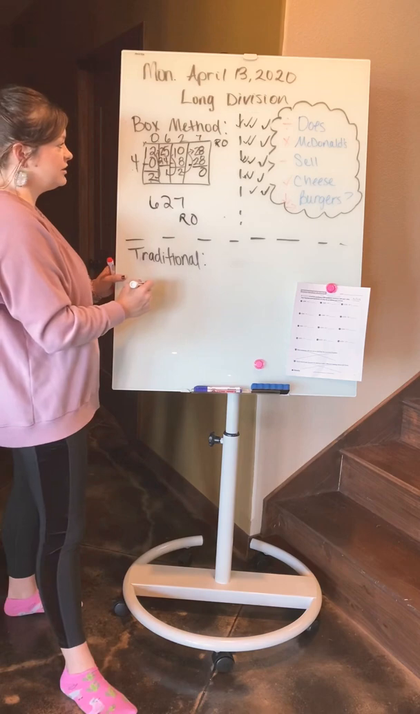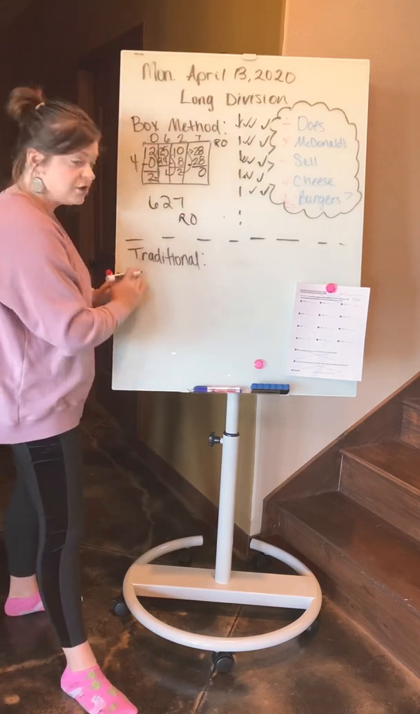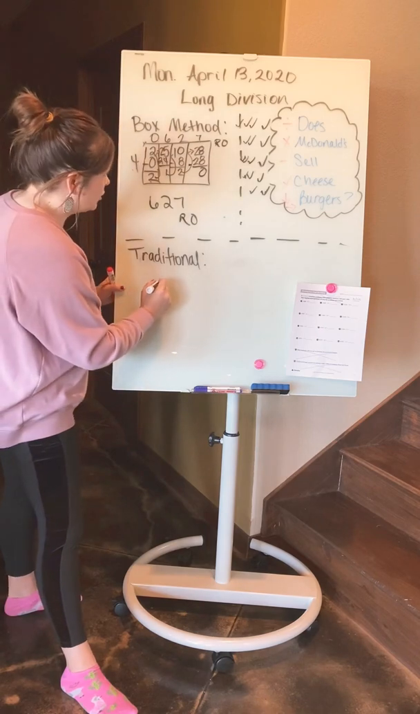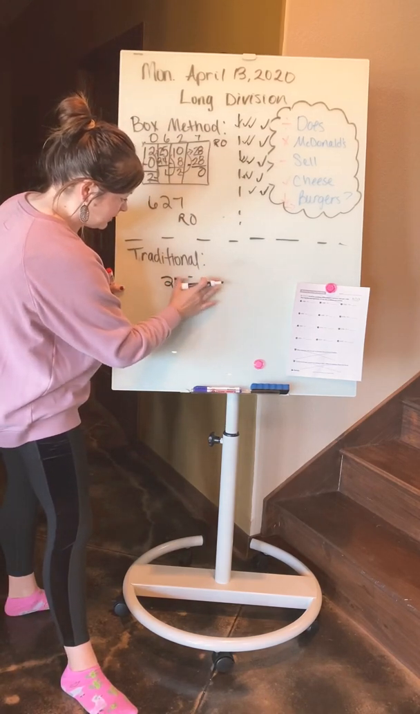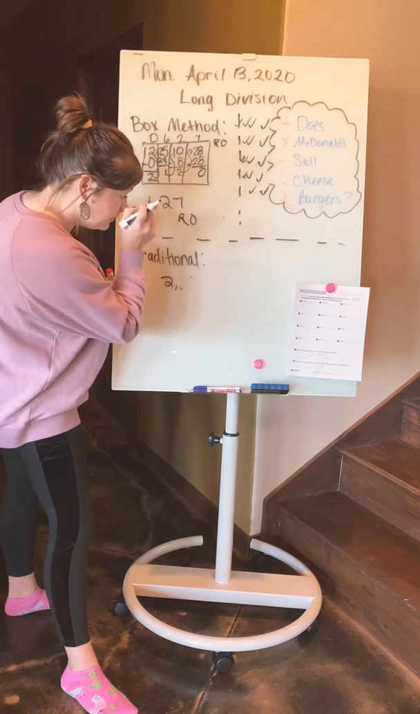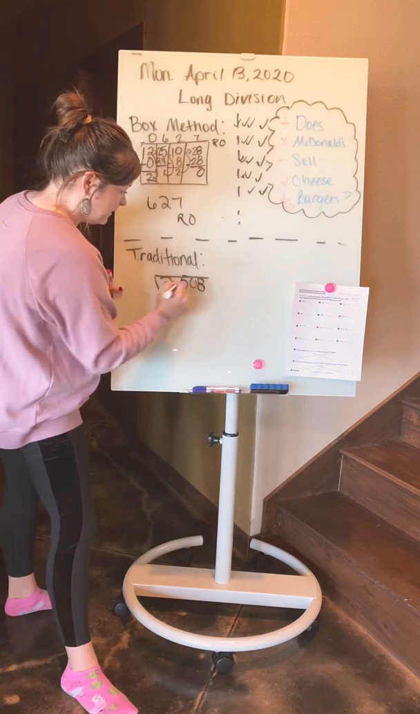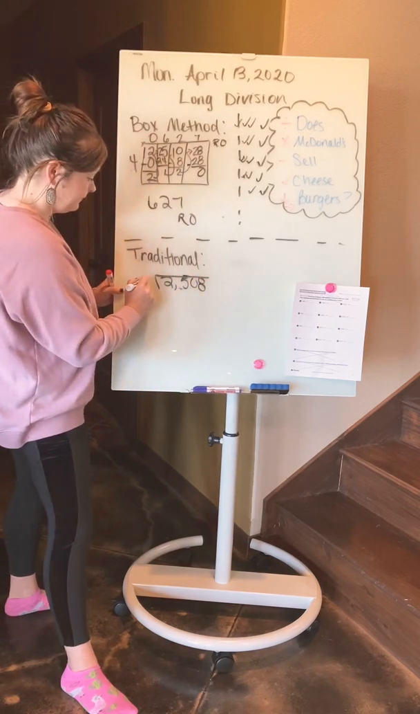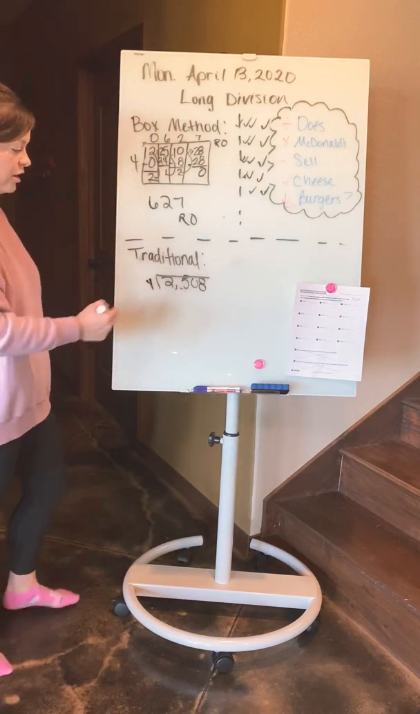Let's look at it from the traditional method. This is my personal favorite method, but sometimes it's hard to keep track of where you're at. So we have 2,000, sorry, not 2,058, 2,508 divided by 4. We're going to do our steps all over again.